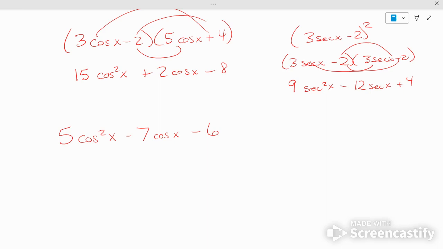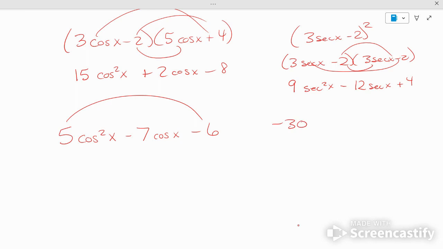Five cosine squared of x minus 7 cosine of x minus 6. Factor that. Without crying, factor this. You multiply first and last terms, because if there's a first term coefficient on here, you multiply first and last terms, you get negative 30.